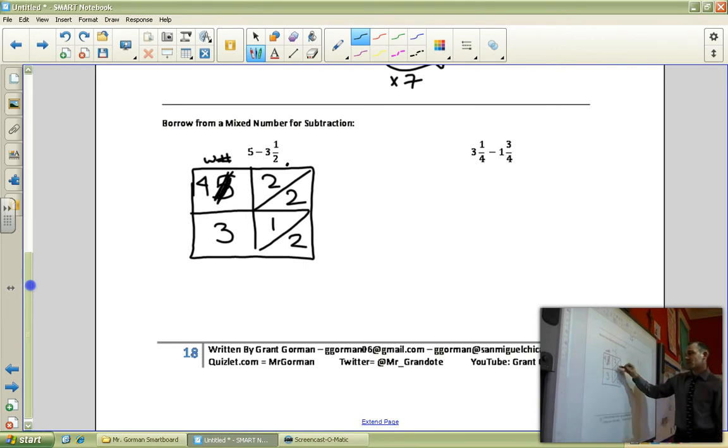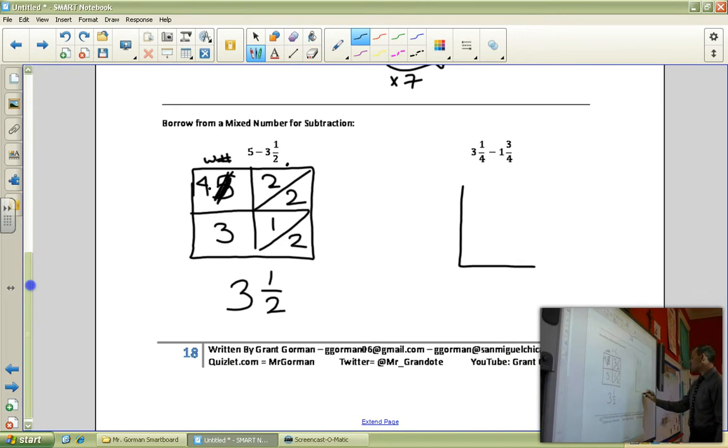Now we can subtract out. 2 minus 1 is going to give me 1/2. 4 minus 3 is going to give me 3. Very good. I have another example here, not a whole number subtracting a mixed number, but a mixed number subtracting another mixed number.